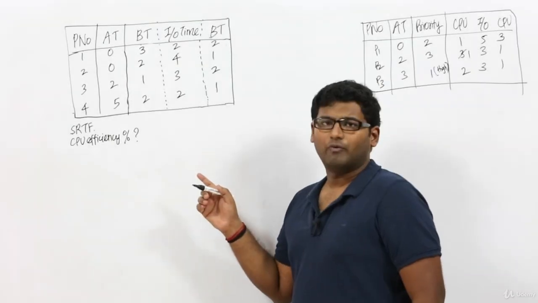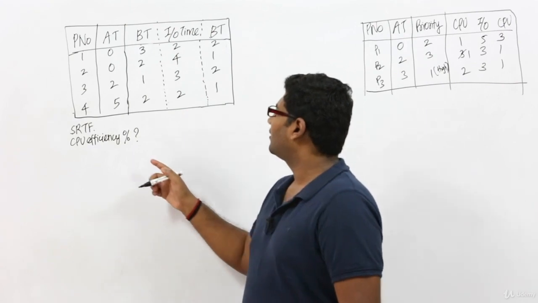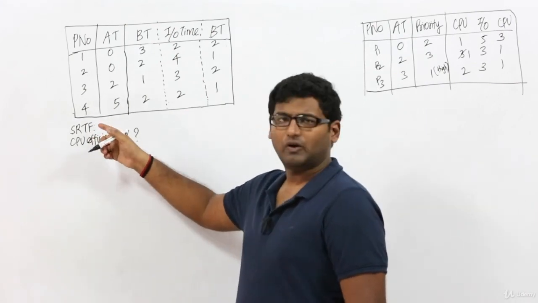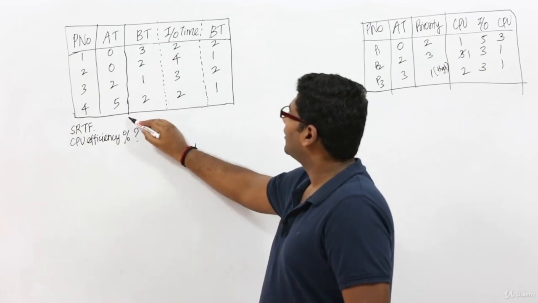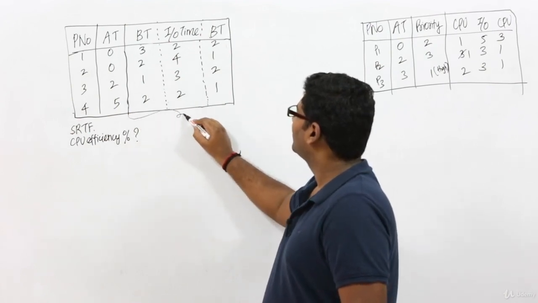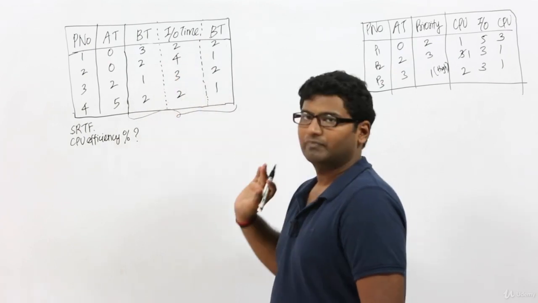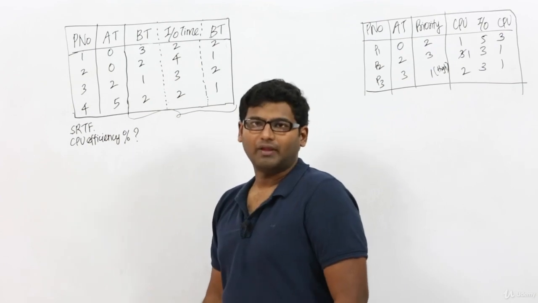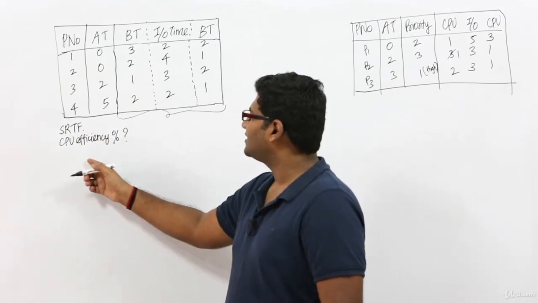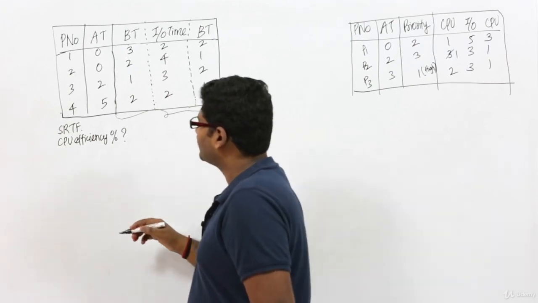Now let's solve this problem. They have given the table, and in the table they have given the process number, which means our process ID, arrival time, and the turnaround time consists of burst time followed by IO time followed by burst time. Now we need to use the SRTF scheduling algorithm, and then find out the CPU efficiency percentage. So let's first draw the Gantt chart as usual.